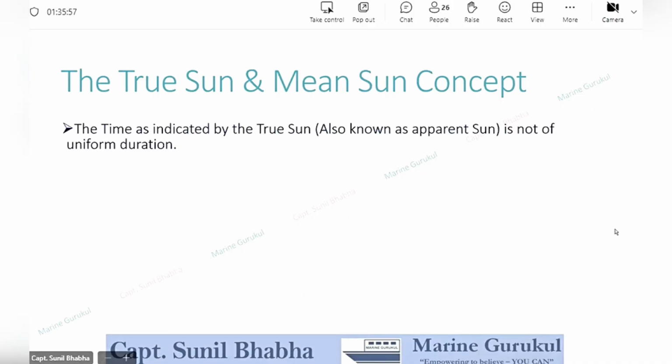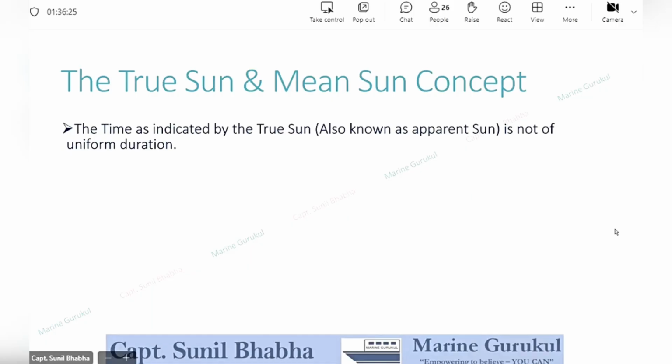Now to start with, let's go a little bit back in history. When we started measuring the time, we measured the time with the help of the true sun, the actual sun, the apparent sun which we see in the sky. That time we used to have sundials. The shadow of the sundial used to indicate the time on a scale.